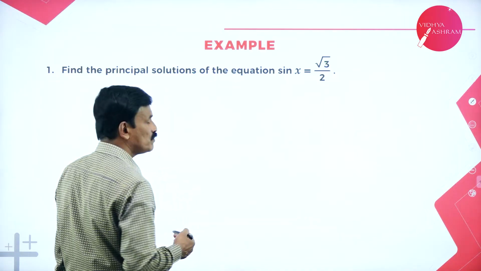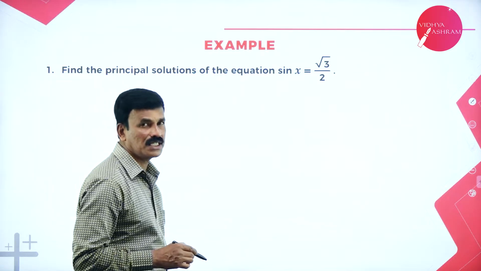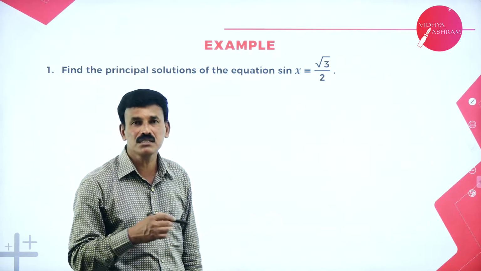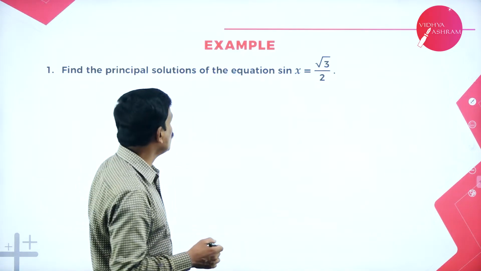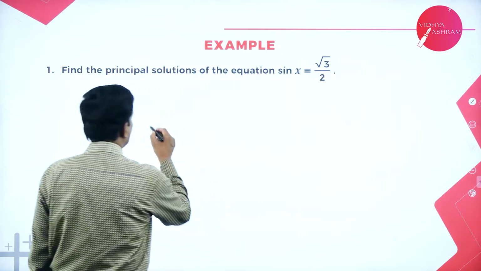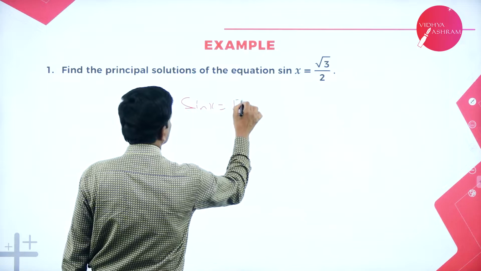Now let us come to an example. Find the principal solution of the equation sin x. The value of x which lies between 0 to 2 pi for sine is nothing but the principal value here. Now let us find the value of x first which satisfies the given equation. What is the given equation? The given equation is sin x is equal to root 3 by 2.